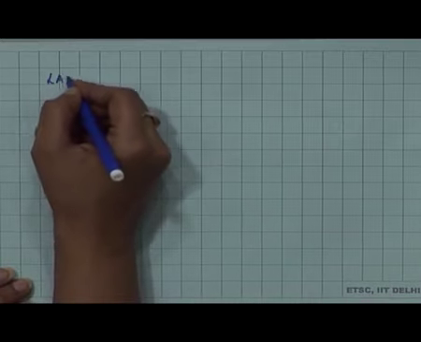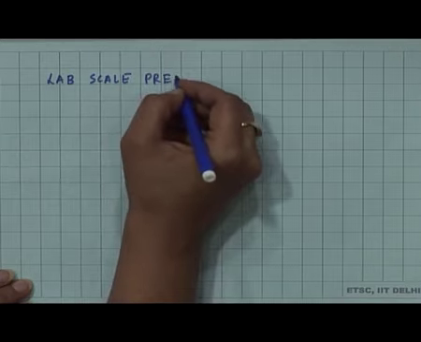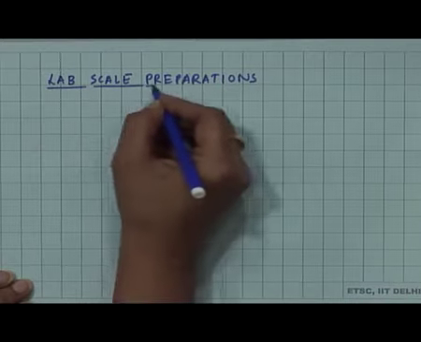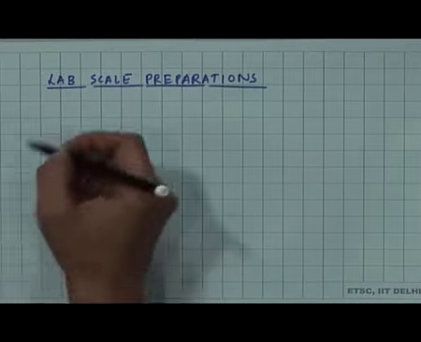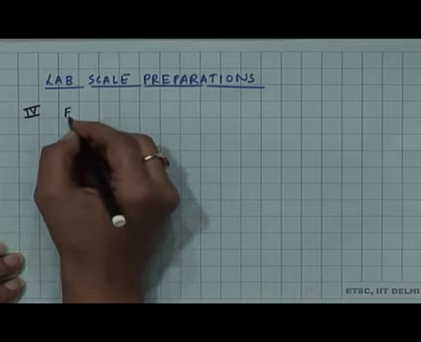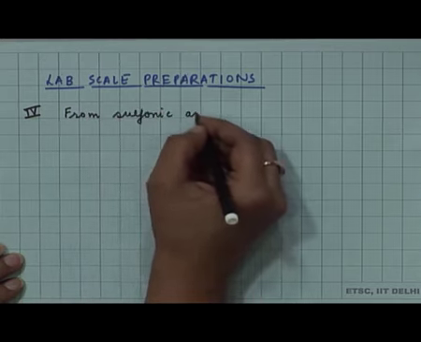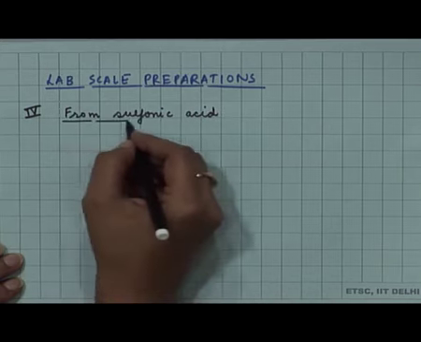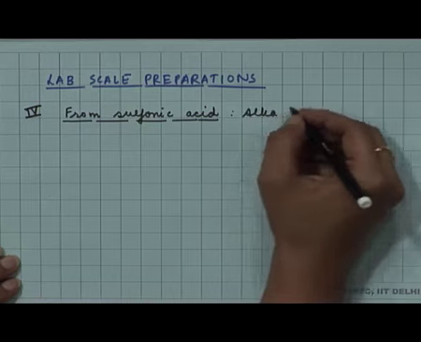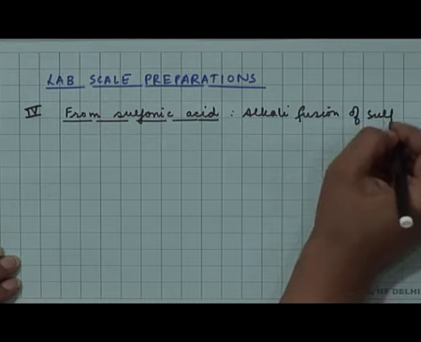Let us see what are the lab scale preparations of phenols. In this there are again several methods. The first one I am going to discuss is starting from sulfonic acid. From sulfonic acid as the precursor, this is actually called the alkali fusion of sulfonates.